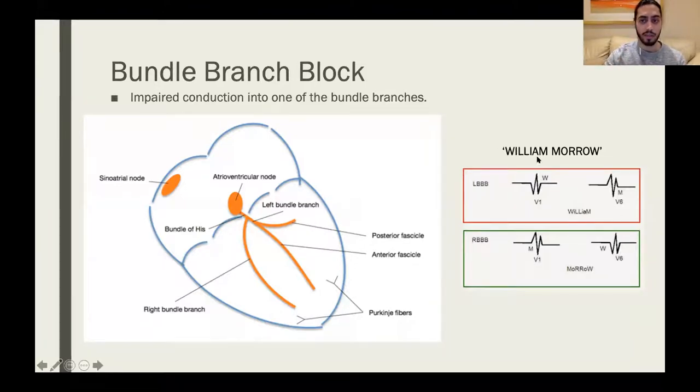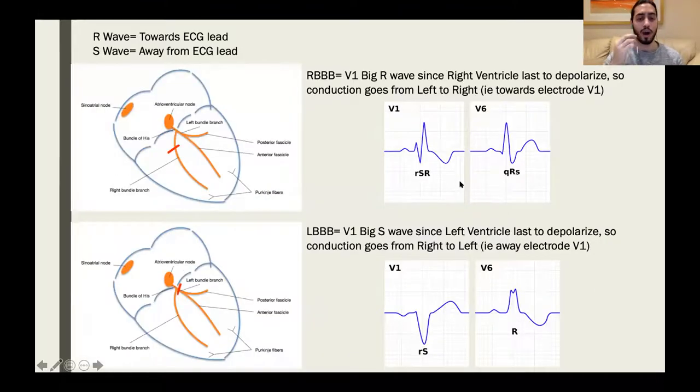This acronym people use, William Morrow, in the sense of W for left bundle branch and then M in V6, and for right bundle branch, an M in V1 and then a W in V6. So some people like to use that acronym to remember it. But you don't always see this really obvious W and M. So what I want to do is kind of explain firstly why it happens, and then you'll be able to understand and recognize when it's not quite an obvious pattern.